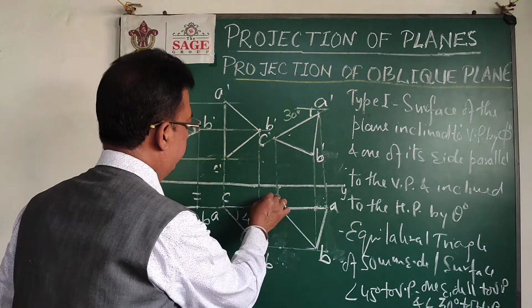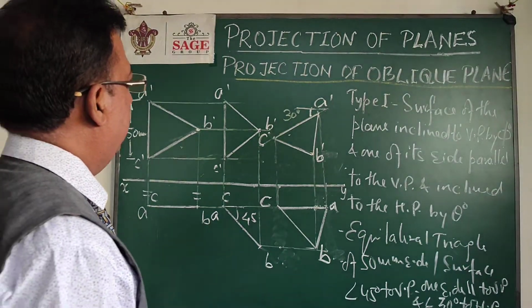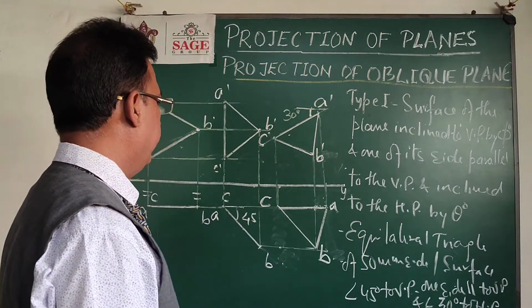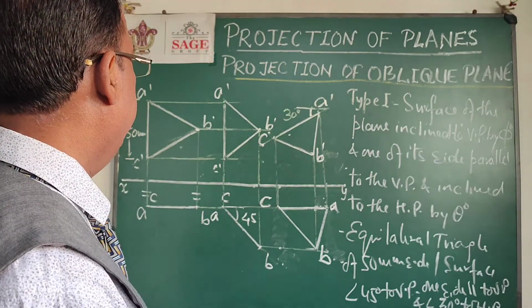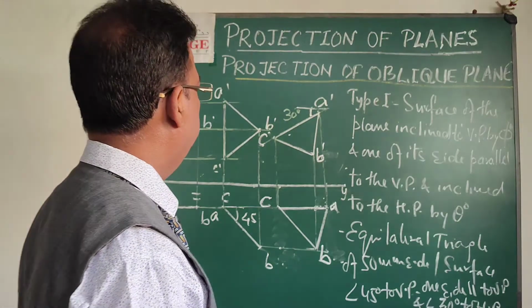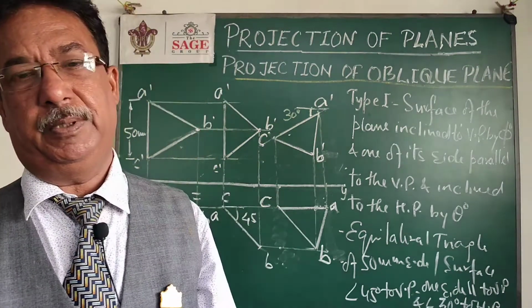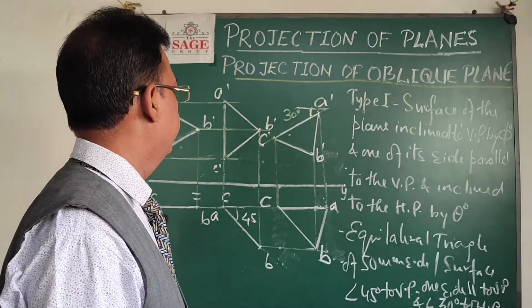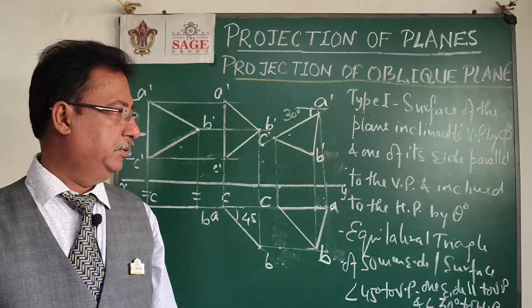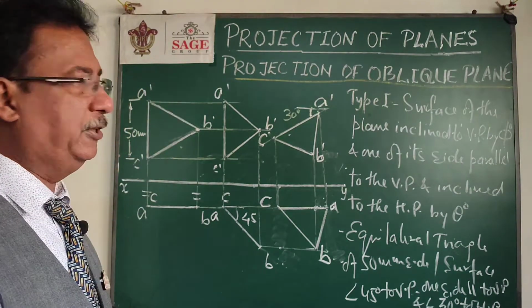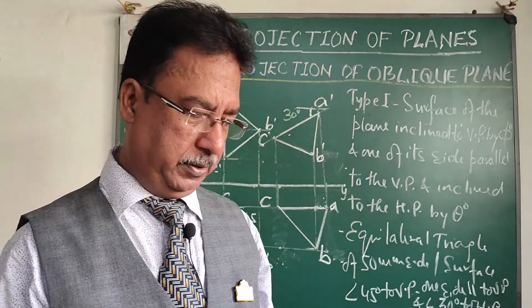So this is the projection of a plane, an oblique triangle, when the surface of the plane will be inclined to HP by some angle theta 45 degree, and one of the side which is kept parallel to VP is inclined to HP by some angle 30 degree. I hope you understand the problem. Solve this problem in your sketchbook. If having any doubt, call me and clear your doubts.